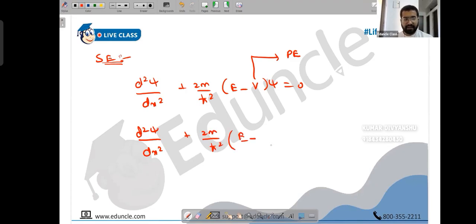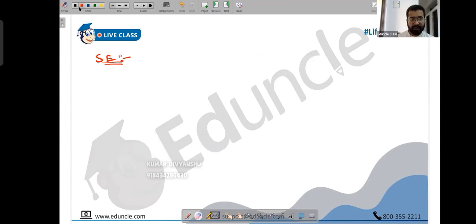What is V now? V is minus 1 upon 4 pi epsilon naught e square upon r into Z. By the way, there is a small, huge mistake. I cannot write d square upon dx square; I have to write del square. It's a 3D system now because you have a radius and it's a sphere. It's a spherical system, so we should be using spherical coordinates. Instead of d square psi upon dx square, you will have to use del square psi.